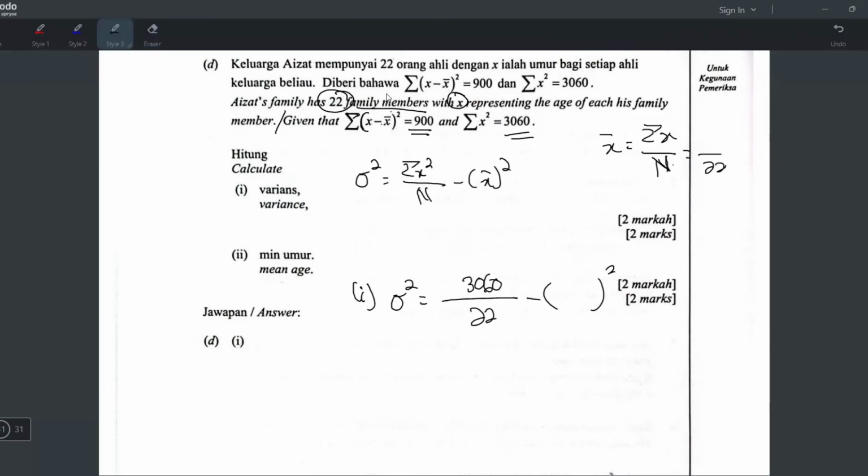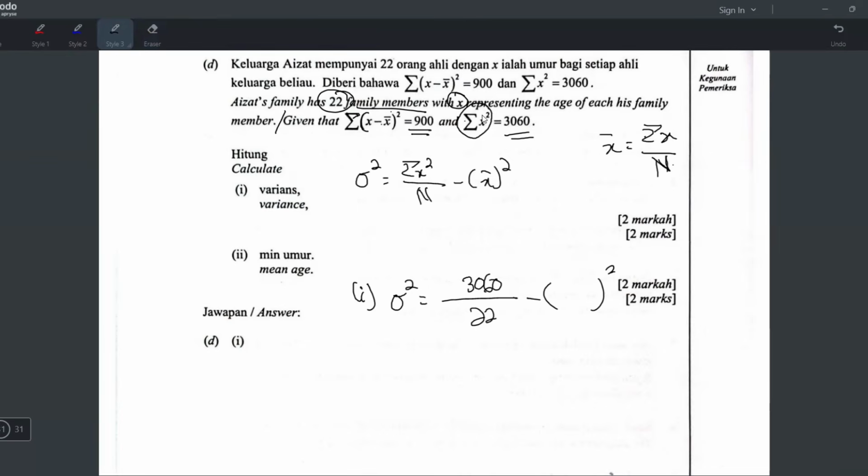One of my students said, sir, you just square root the 3060. Because he said this one is the sum of x squared, so if I want the sum of x, I just square root this. I move the square over and it becomes a square root. How can? No, you can't. It's wrong. You cannot do it like that.